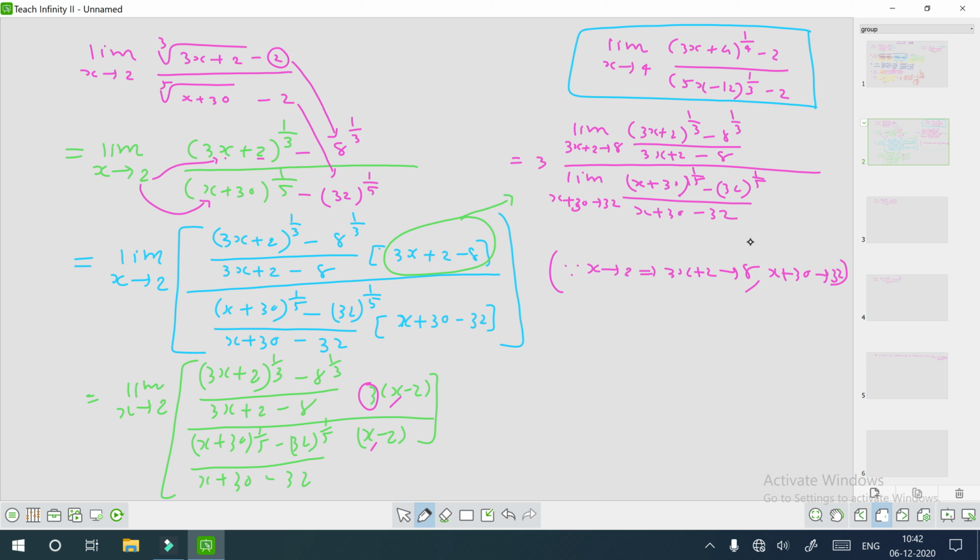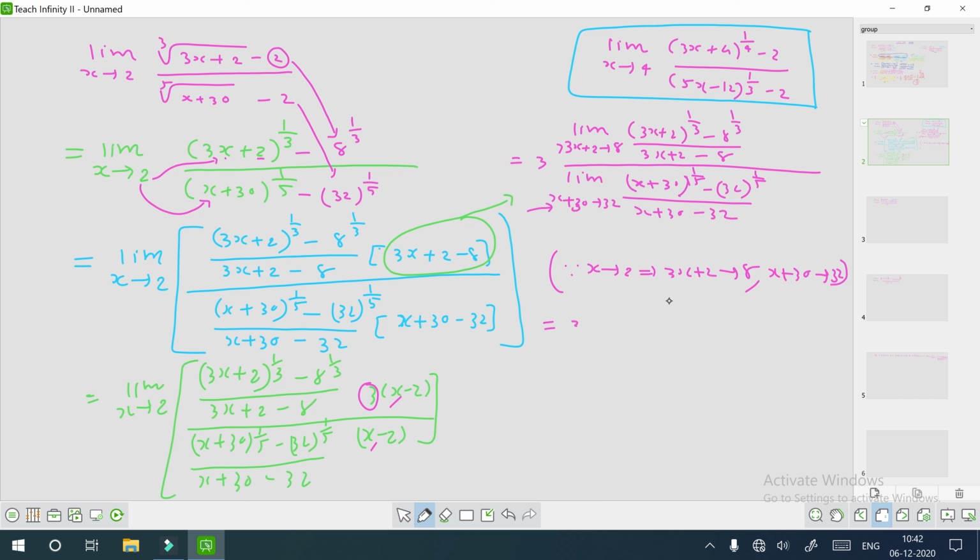Yes. See, now it is of that form: variable raised to n minus constant raised to n, over variable minus constant, and the variable tends to the constant. See, in this form both the numerator as well as the denominator quantity are of this form. So now apply that form, clear?